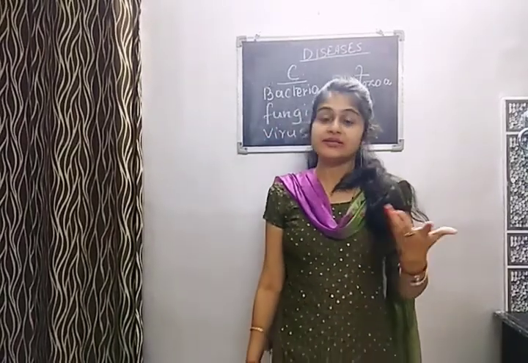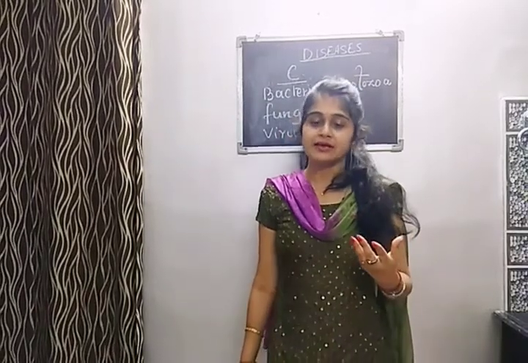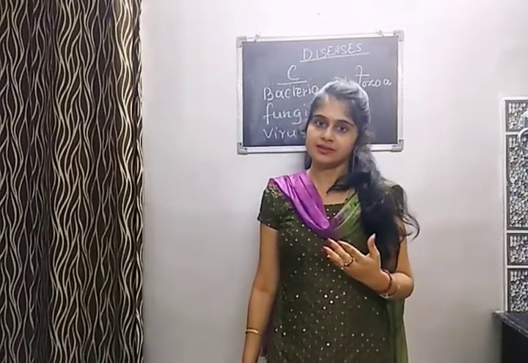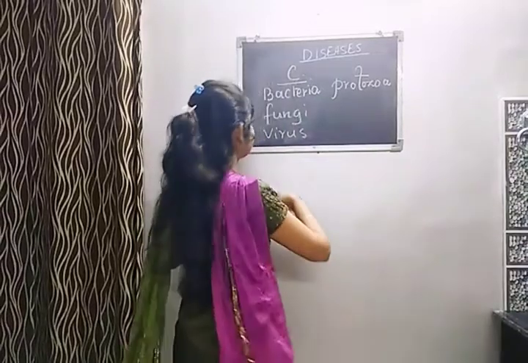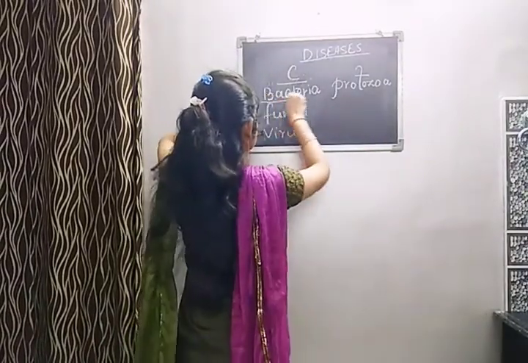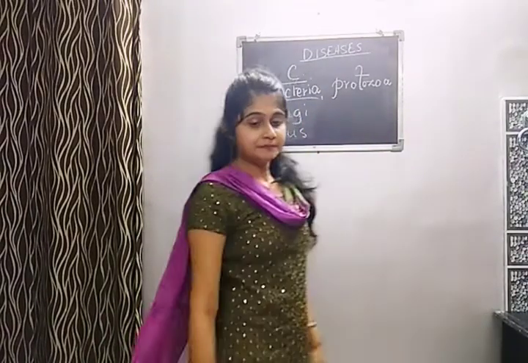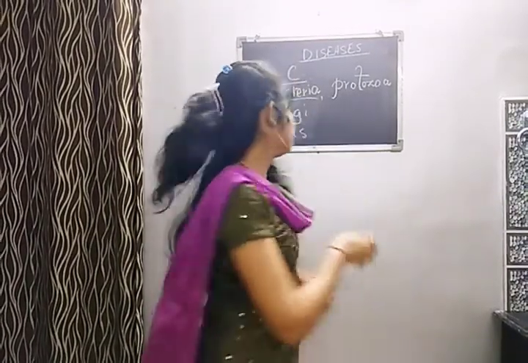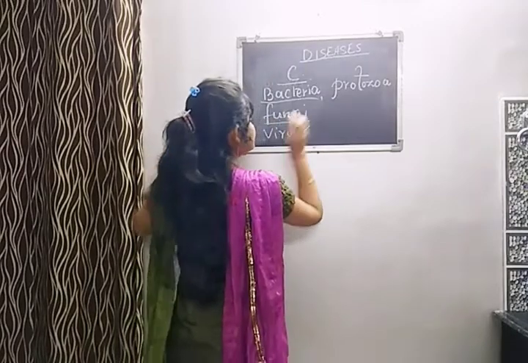Okay. Now if I talk about bacteria, what are the diseases related to bacteria? We will get cholera, then typhoid and tuberculosis. Okay, these three diseases from bacteria: cholera, typhoid, and tuberculosis. When we talk about fungi, actually this is related to skin disease.